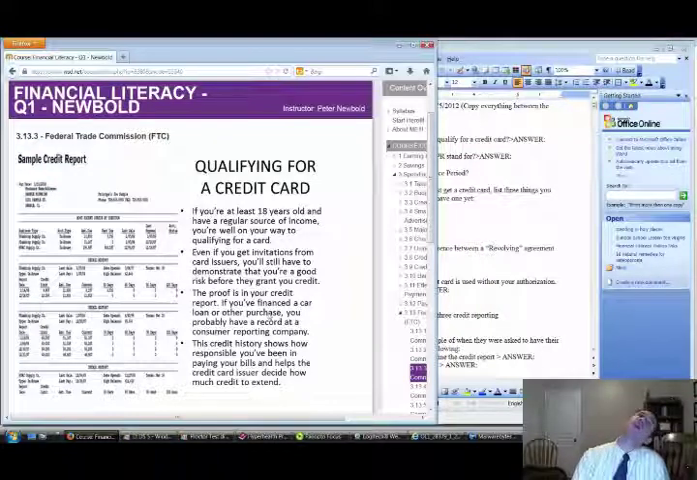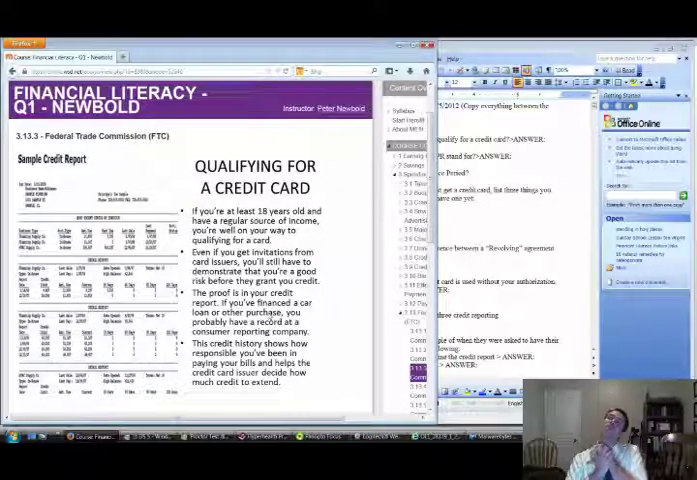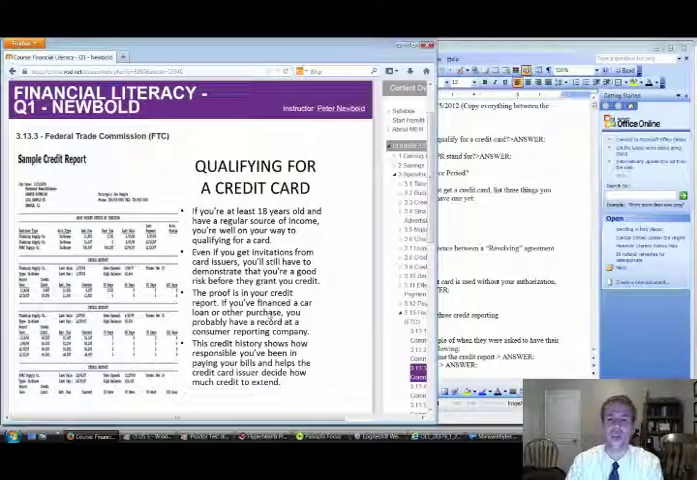I think my stepson didn't have any credit history at all, just like you might not. And so I think the one that gave him a credit card to get started, I don't think it was the best interest rate, but it was a Capital One credit card, and he still gets tons of those.